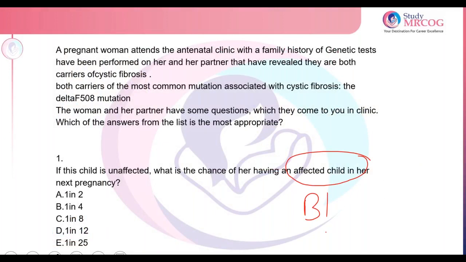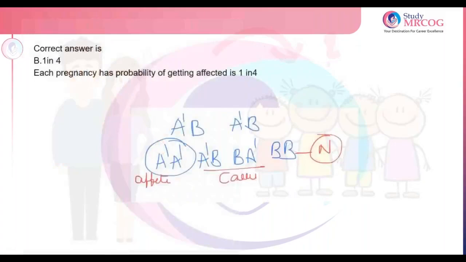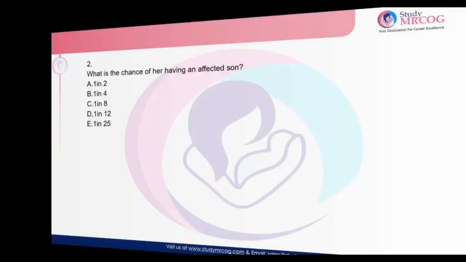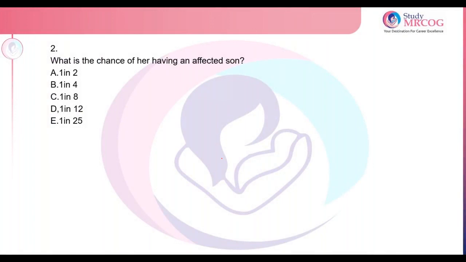Okay, so this is very important to understand. If they're asking about an affected boy or a girl, it changes, but they were asking about an affected child. If they are not mentioning the sex, of course, we know the risk is 1/4. Now, in the next question, they are asking very specifically, what is the chance of her having an affected son? So this needs a calculation.